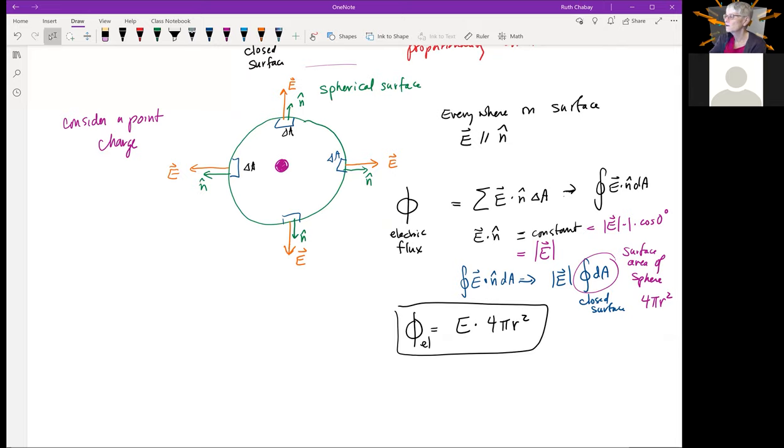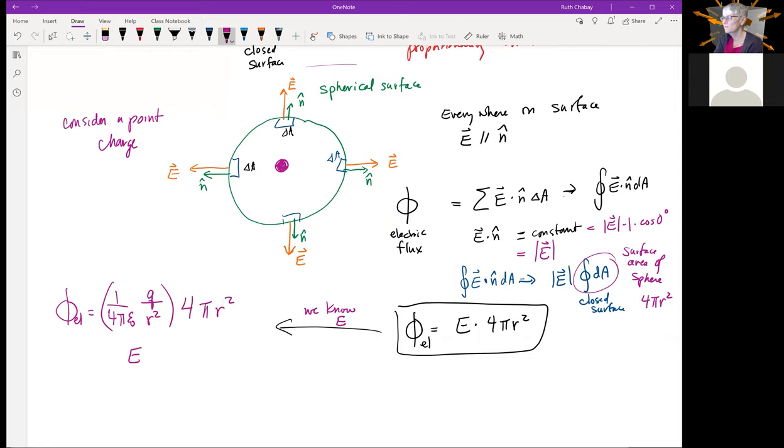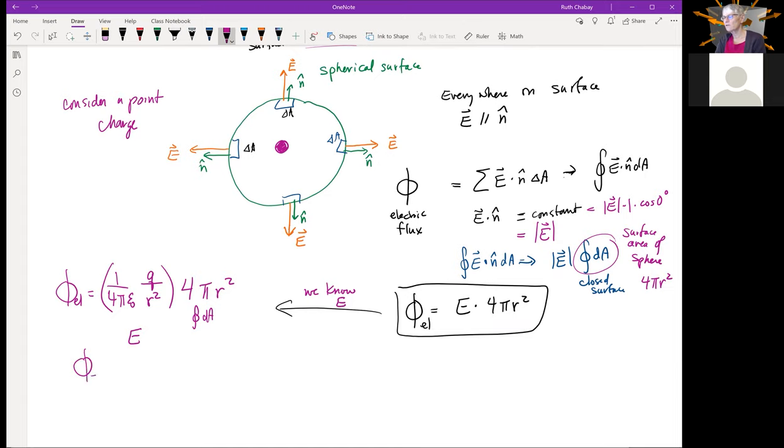Well, we actually know E. So we can write this as the electric flux is equal to 1 over 4 pi epsilon 0 Q over r squared, that's our E, times 4 pi r squared. So this is the integral of dA. And so we get that the electric flux is equal to, let's see, the 4s cancel, the pi's cancel, the r squareds cancel, and we get Q over epsilon 0.